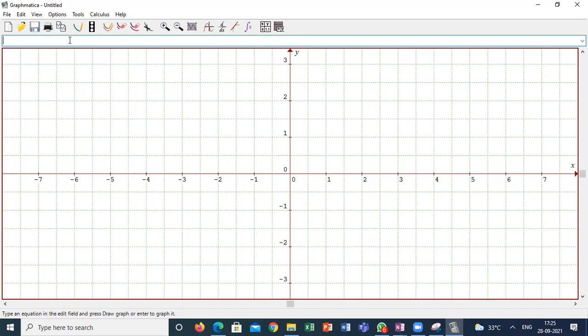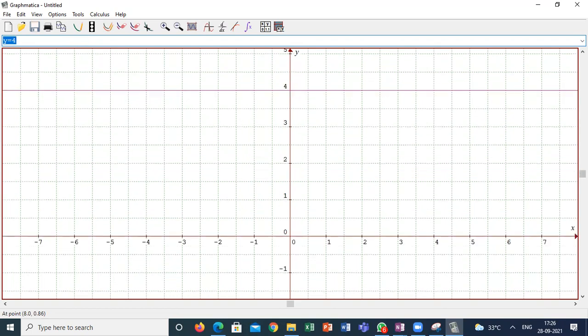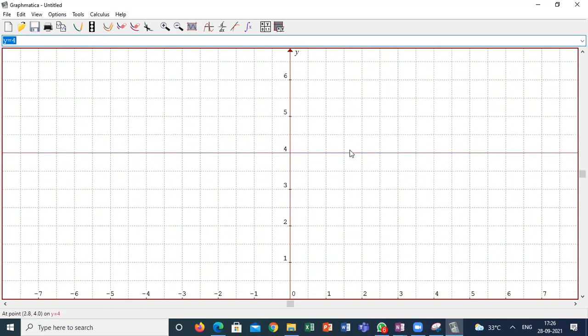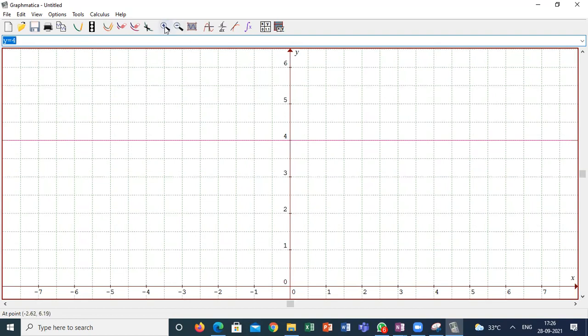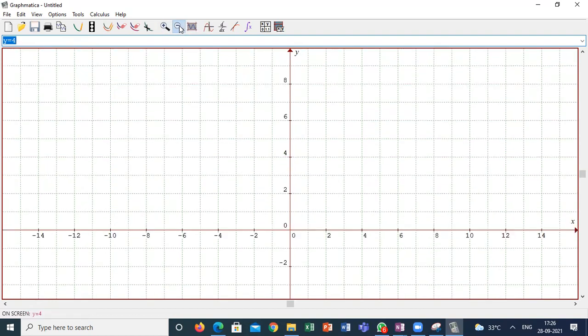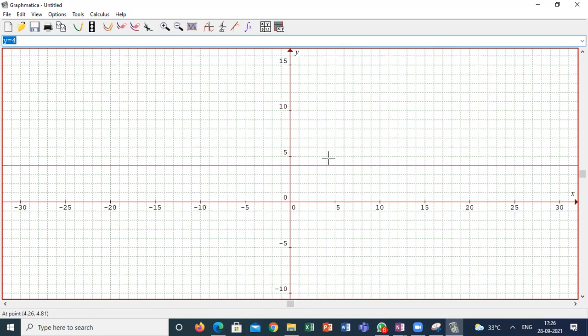So this is a graph I am taking. I am taking a parallel line. Don't look at what I am typing, just look at the graph first. I am getting a line. You can see this line. I draw a line at this point. This line is parallel to the x-axis. You can see. I will zoom out a little. See here, this line is parallel to the x-axis.